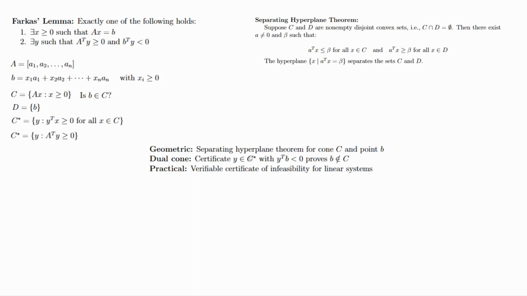Lastly, this provides us a way to prove a negative, which is that we have a certificate of infeasibility for linear systems. In linear systems, we want to find some solution to Ax equals b. But if b is not in the column space of A, we now have a way to prove that there is no x that satisfies that linear system.